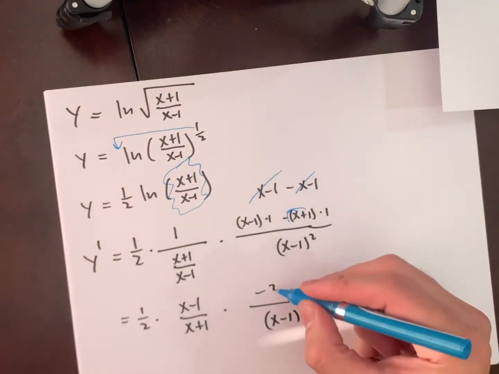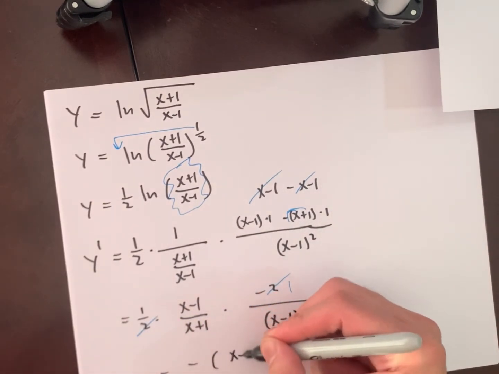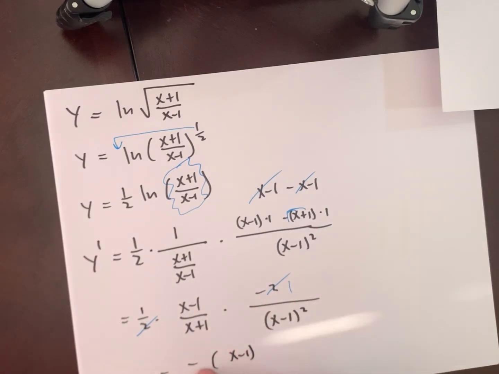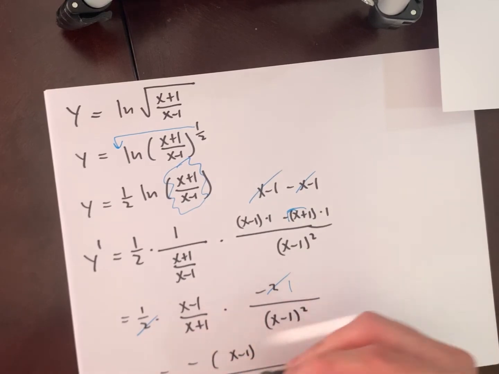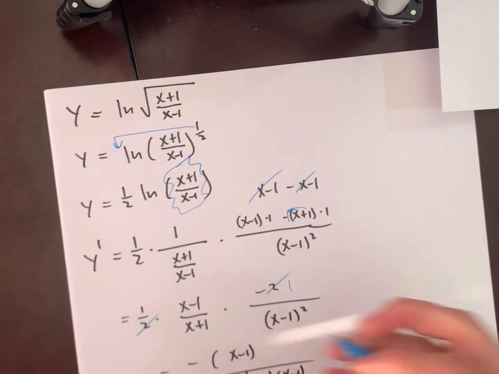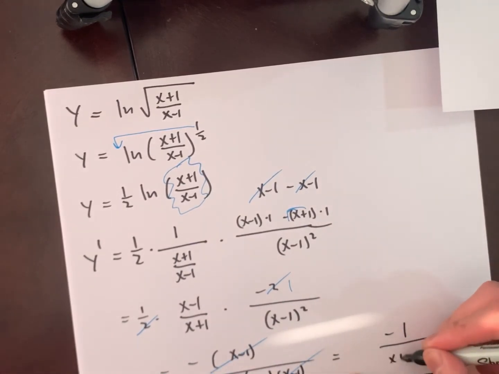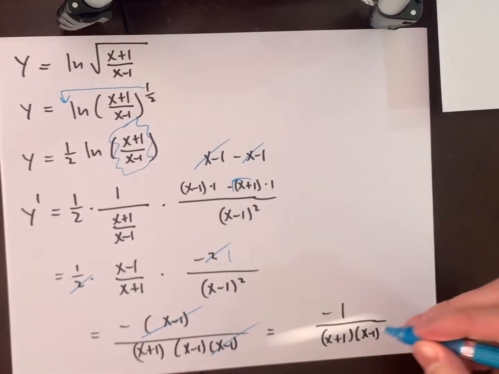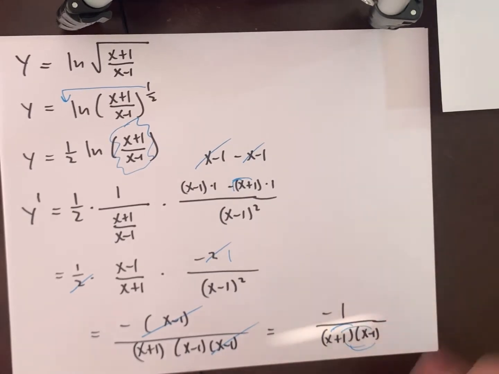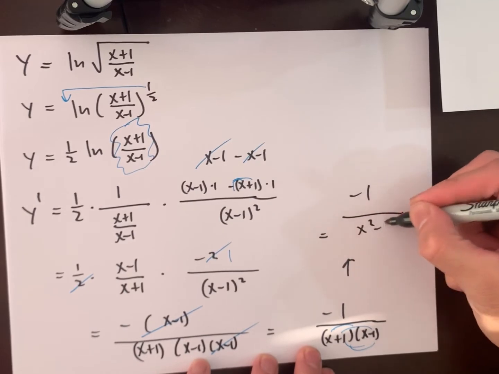And what's nice is that 2 knocks this out, so it's just negative 1. So what's left? I have a negative. That negative 1 is there. It's invisible. That's up there. In the bottom, I have x plus 1. And then I have x minus 1, because square means 2 of them. So this knocks this out. So I have negative 1 over x plus 1, x minus 1. I think that they distributed. They used the distributive property. So it's negative 1 over x squared minus 1.